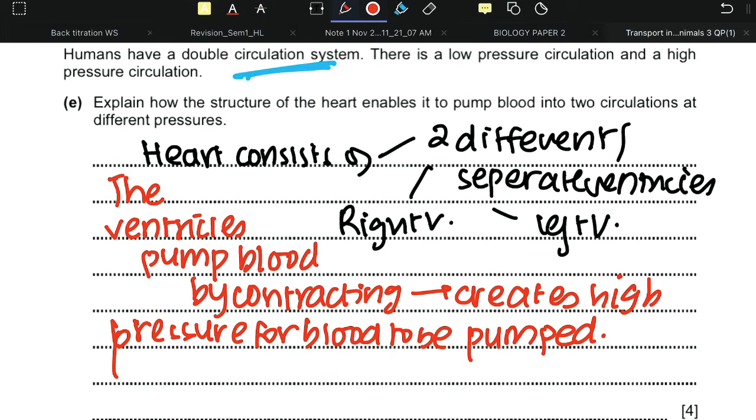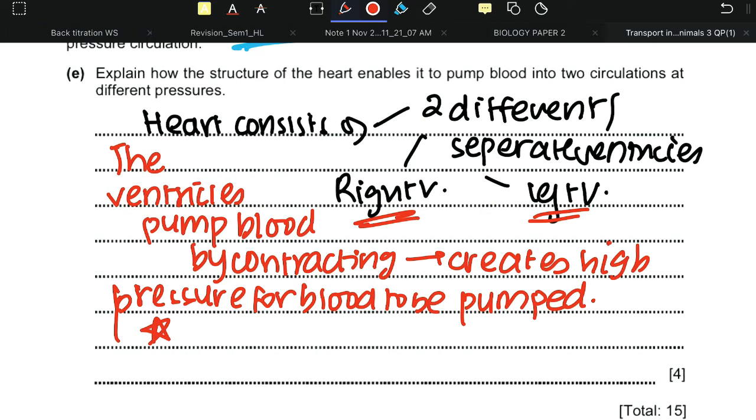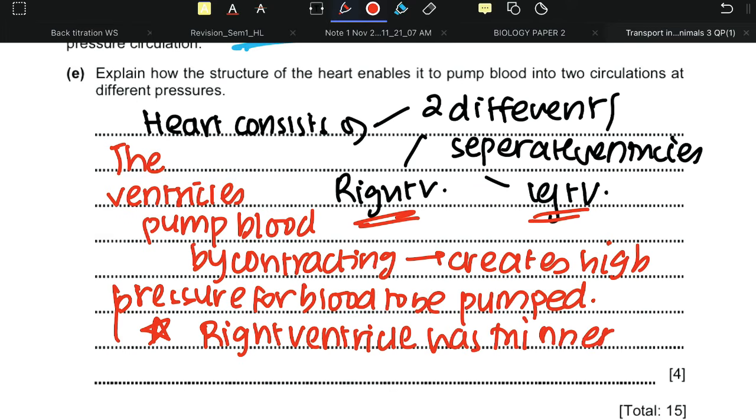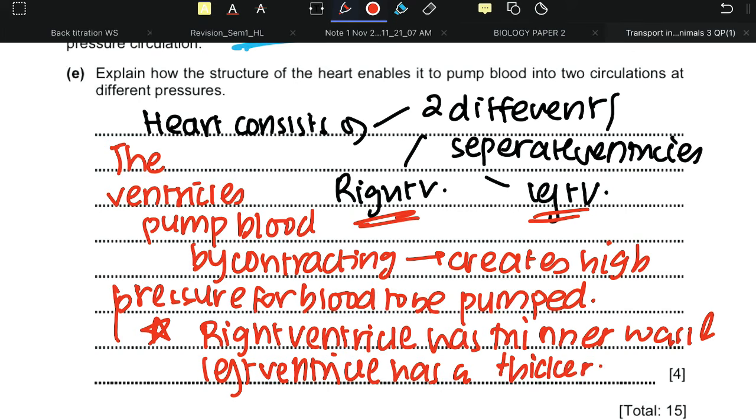And how is it that the pressure is different for the right ventricle and the left ventricle? This is because of the thickness of the muscle and the thickness of the wall. So you have to talk about the thickness of the wall, as in the right ventricle has a thinner wall or thinner muscle, and the left ventricle has a thicker wall or muscle.